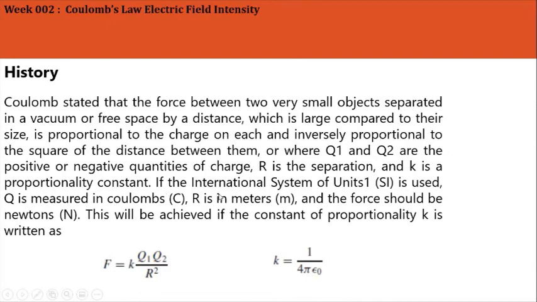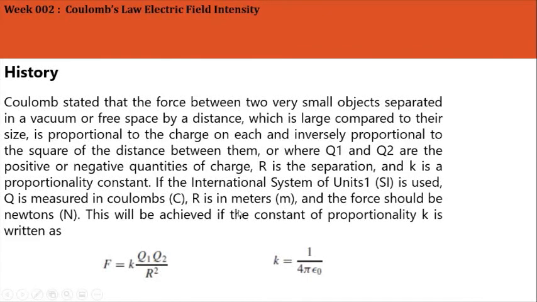Okay? If the International System of Units, SI, is used, the unit of Q will be coulombs or C. For R, we will use meters or M. Then for force, the SI unit is newtons or N. This will be achieved if the proportionality constant K is written appropriately.